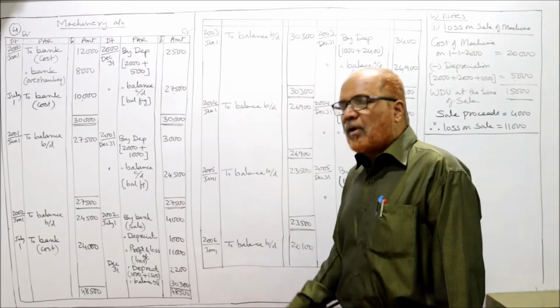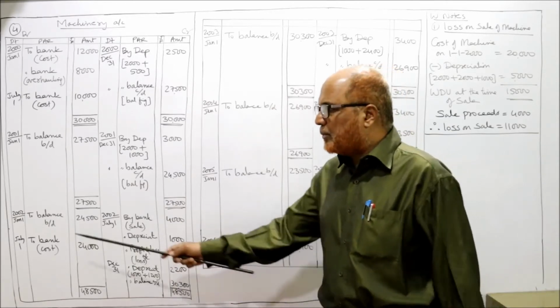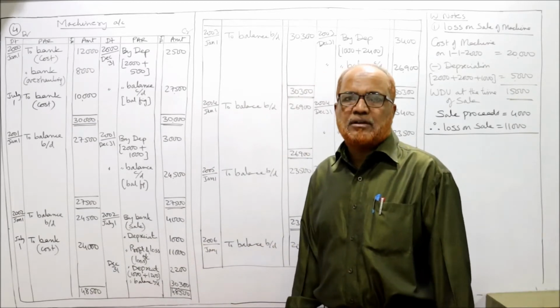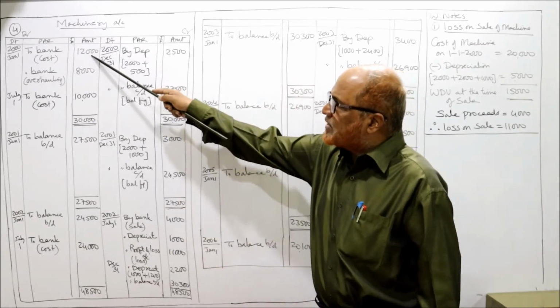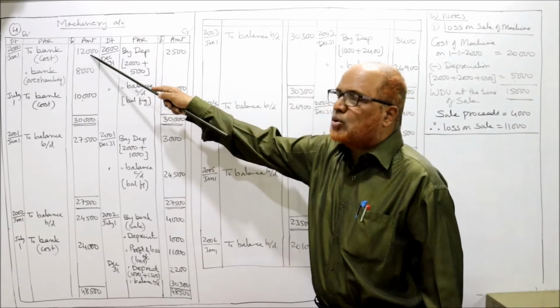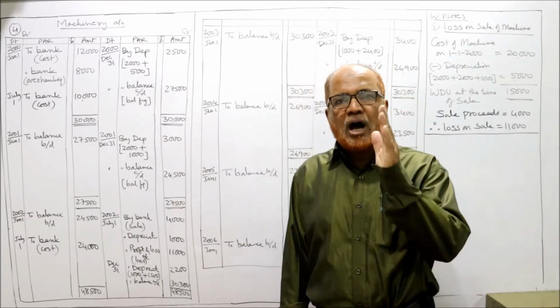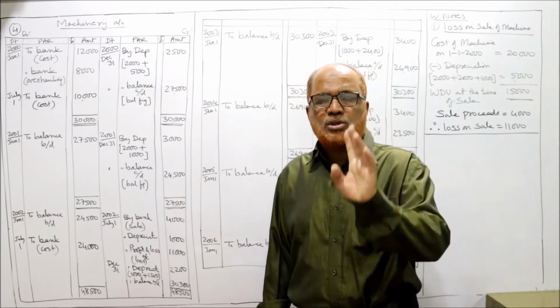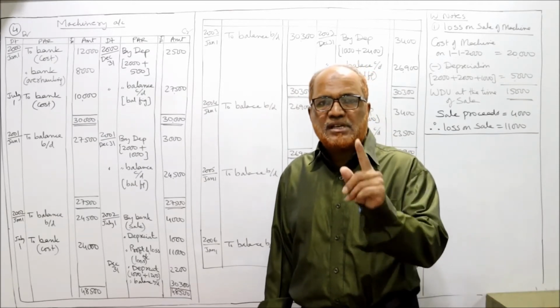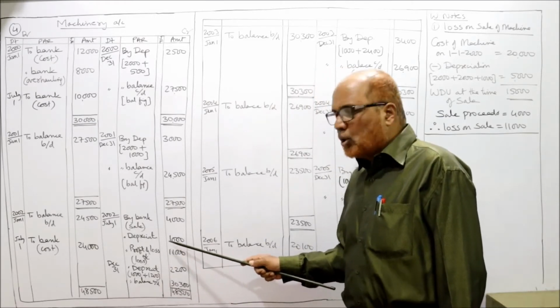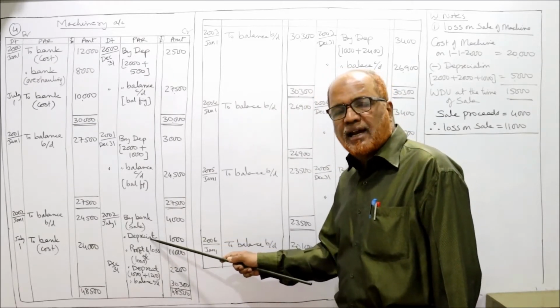Right? Now we have to provide depreciation for this machine. How many months? From January 1st to July 1st, 6 months. What is the annual depreciation of the first machine? 20,000 into 10%, 2,000. Annual depreciation 2,000, half year depreciation 1,000. So by depreciation 1,000.